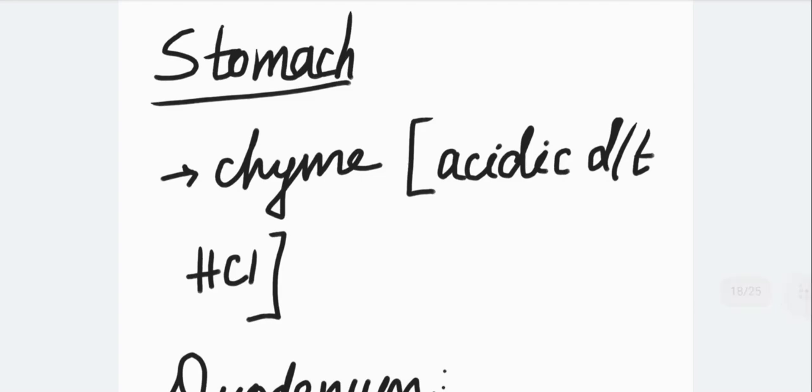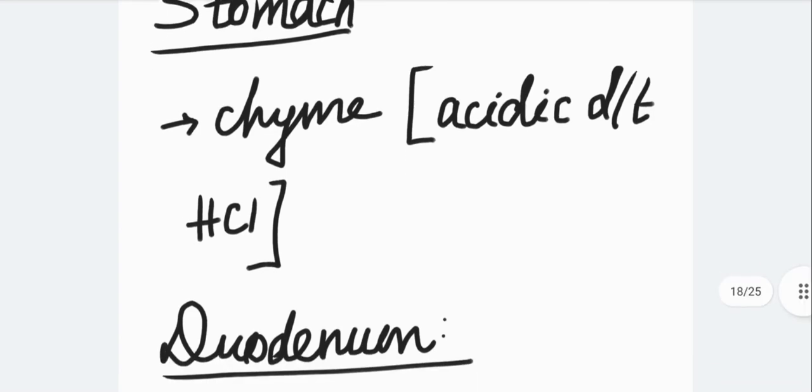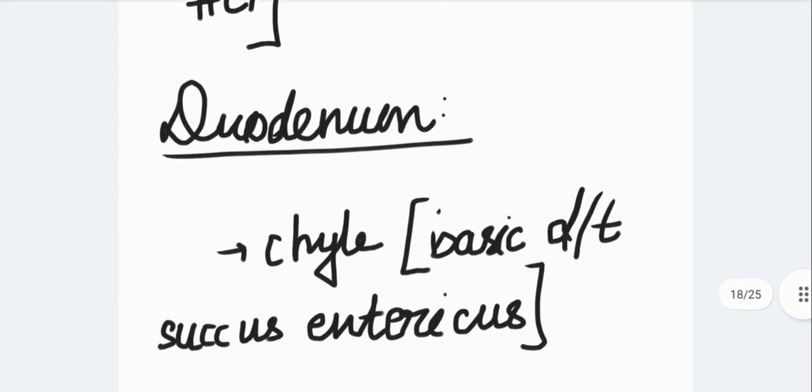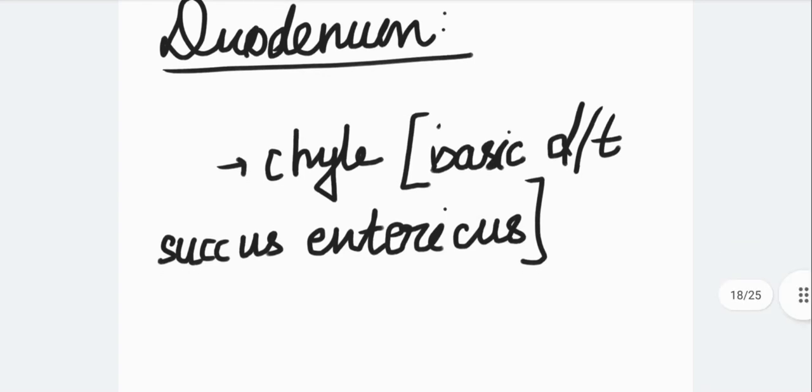Food digestion starts inside the mouth itself, as saliva secretes some amylase for the digestion of carbohydrates. However, the main digestion starts in the later parts of the alimentary canal. After formation of chyme, food drains into the duodenum, where the medium is basic due to succus entericus, due to the presence of bicarbonate ions. In the duodenum, it forms the chyle.